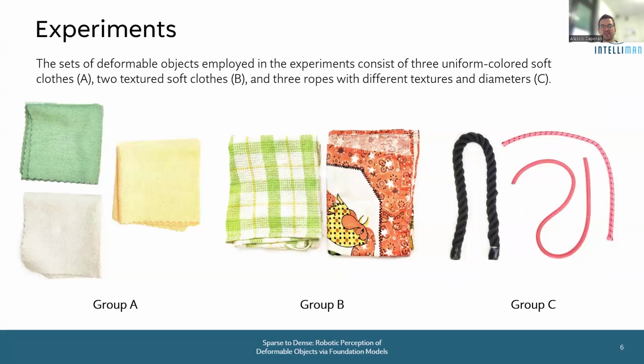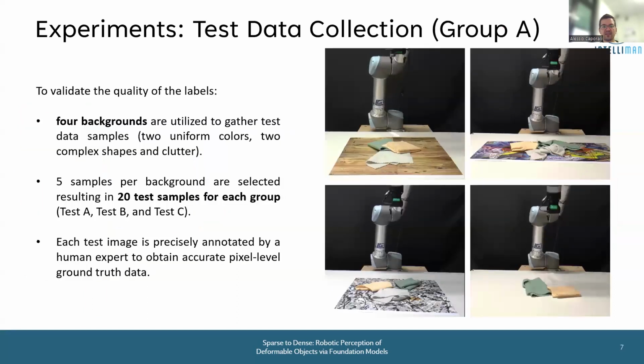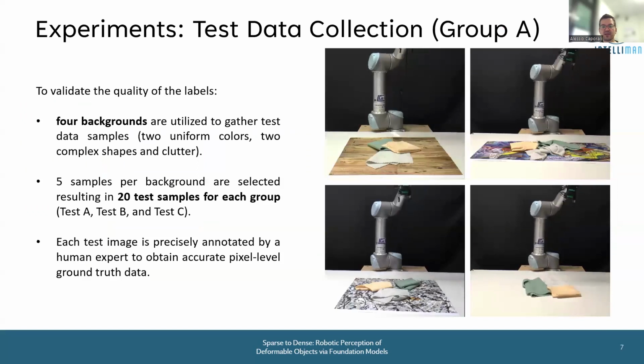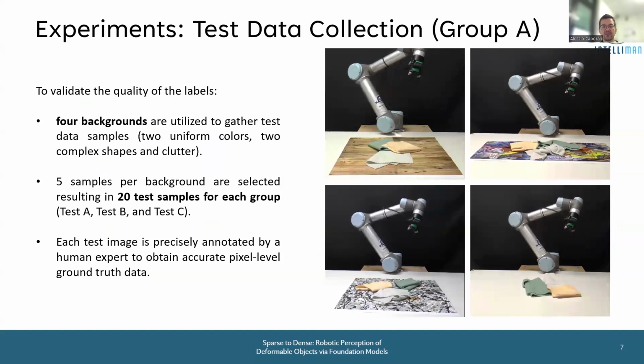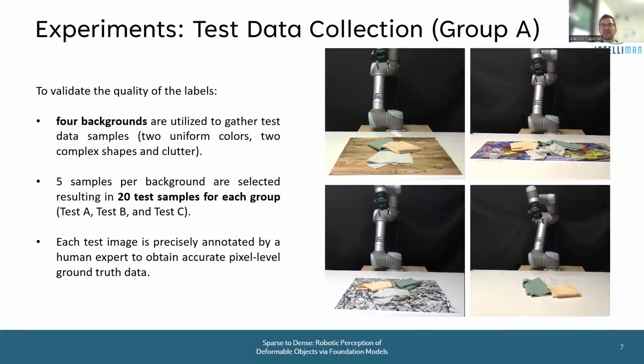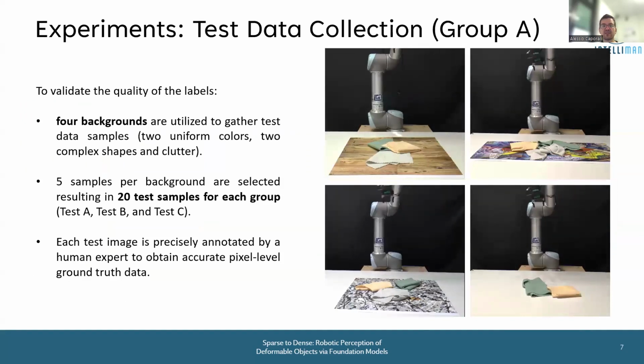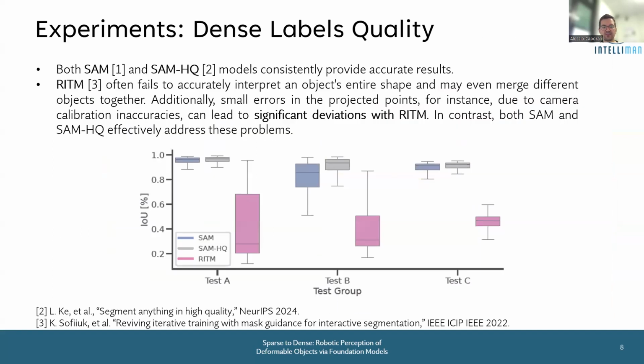The overall approach is validated by employing various DOs, specifically a set of clothes for groups A and B and ropes for group C. And to validate the quality of the labels, four backgrounds are utilized to gather test data samples, with five samples per background, for a total of 20 test samples for each group, denoted as test A, B, and C.